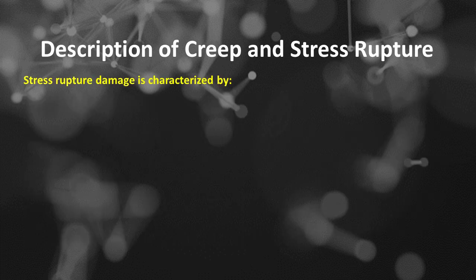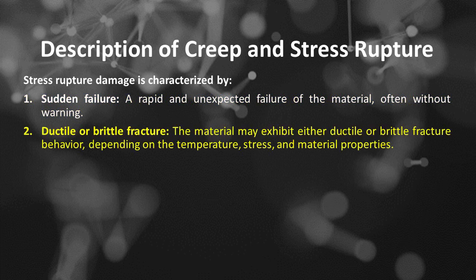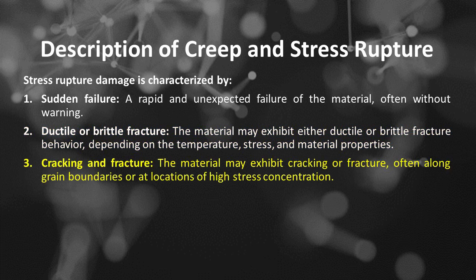Stress rupture damage is characterized by: Number 1, sudden failure. A rapid and unexpected failure of the material, often without warning. Number 2, ductile or brittle fracture. The material may exhibit either ductile or brittle fracture behavior, depending on the temperature, stress, and material properties. Number 3, cracking and fracture. The material may exhibit cracking or fracture, often along grain boundaries or at locations of high stress concentration.